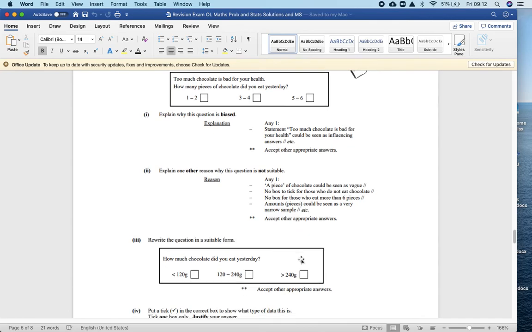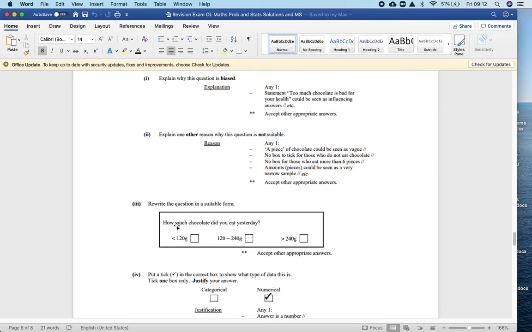Okay, so yeah, grams is what they did. So how much chocolate did you eat yesterday? Less than 120 grams, between 120 and 240 grams, or more than 240 grams. I mean, you could definitely argue that people wouldn't have a notion how many grams they ate. If you were doing that survey, you'd have to have like a Mars bar there and explain to them that a Mars bar has this many grams. So I have issues with that question as well. But anyway, something like that, okay?